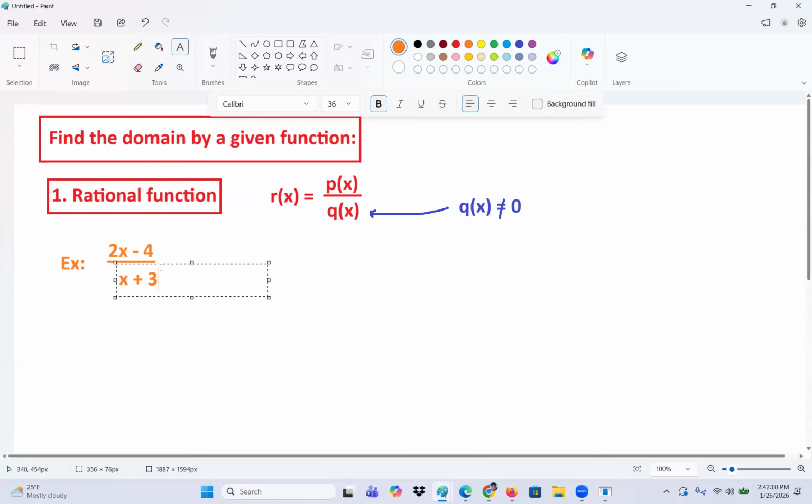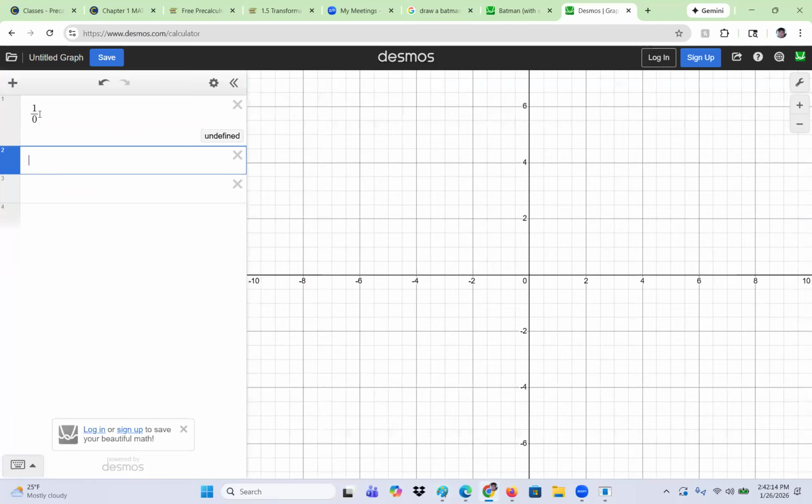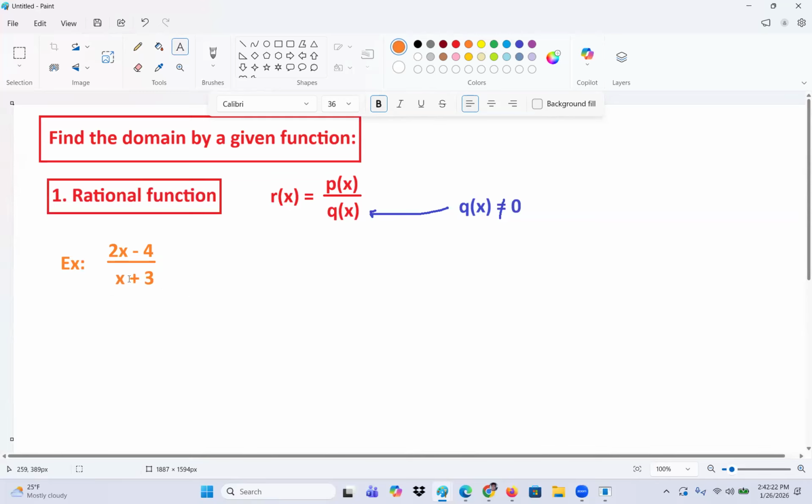Some of you may ask about what about the numerator? The numerator is going to give you the x-intercepts. If you have something like 0 over 4, for example, we still get 0. It's just the x-intercepts. So the top has nothing to do with the domain. In other words, the domain is the domain for this part.